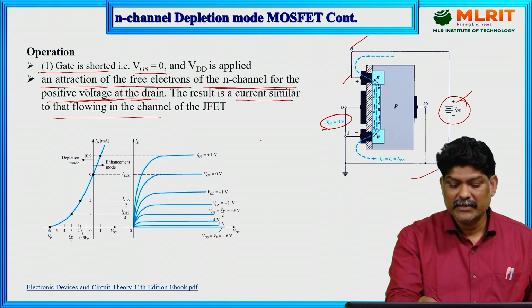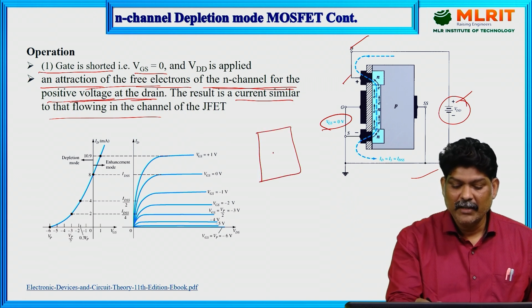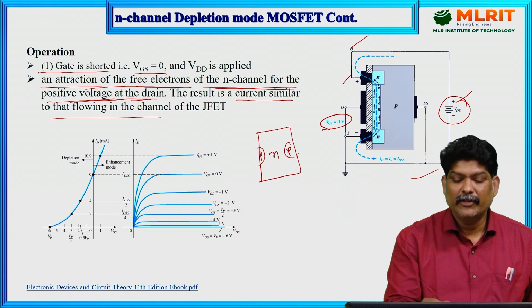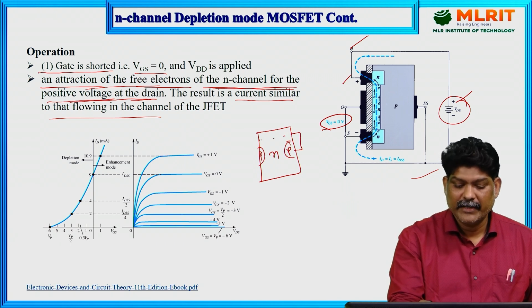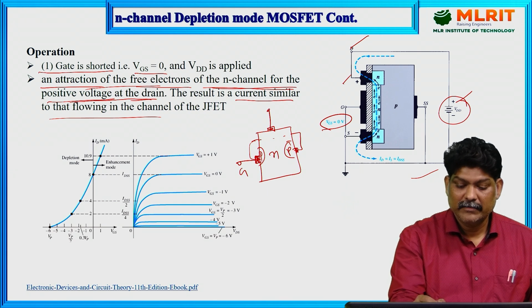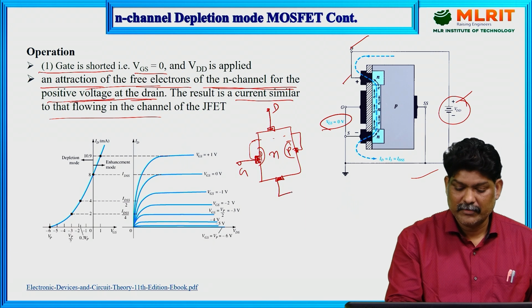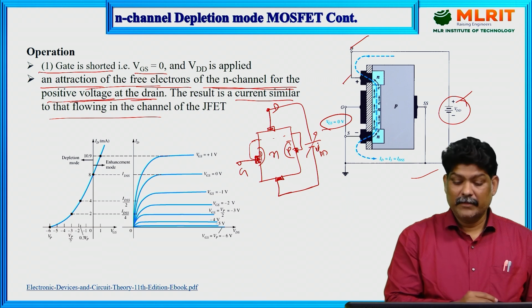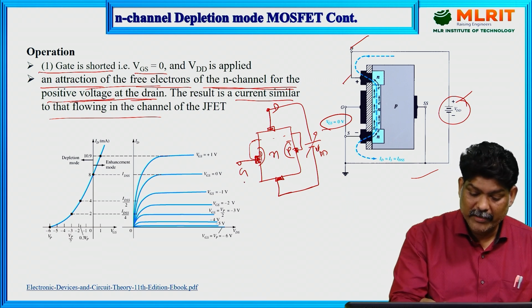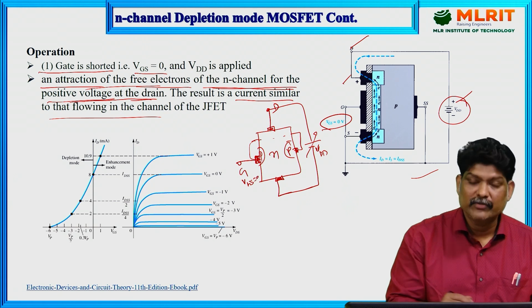So if you observe the JFET construction, this is the N channel and this is the heavily doped P-type material, which forms the gate, and this is the drain, and this is the source. Between source and drain we have connected some VDD. In such a case, we are not giving any voltage, VGS is equal to 0. Gate to source voltage is 0.